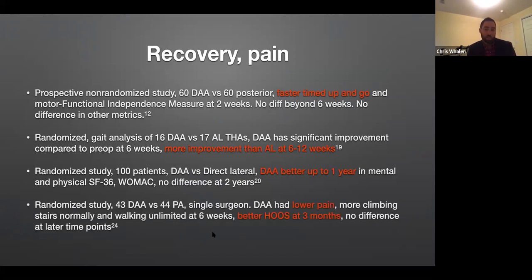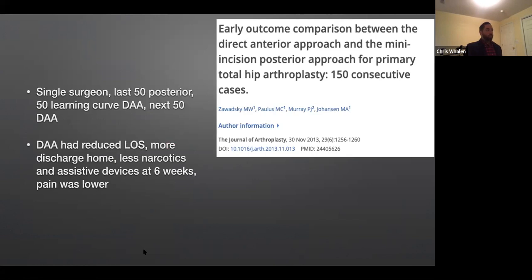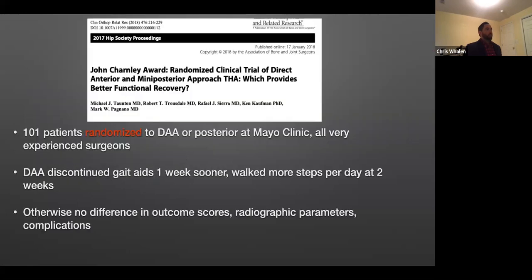Randomized DA versus posterior, single surgeon. DA had lower pain, more patients climbing stairs normally and walking unlimited at 6 weeks, better HOOS at 3 months, no difference at the later time points. Single surgeon looking at his last 50 posterior hips to his initial 50 DAs and his next 50, and the DAs had better short-term results, lower pain.